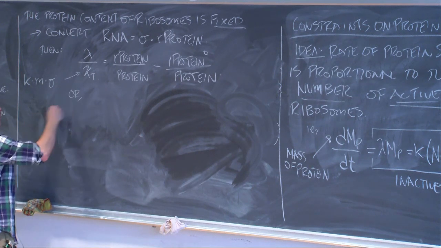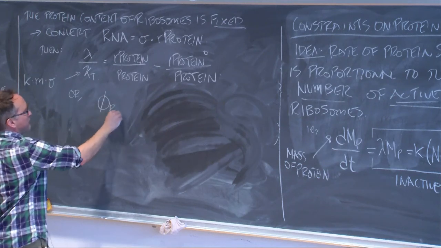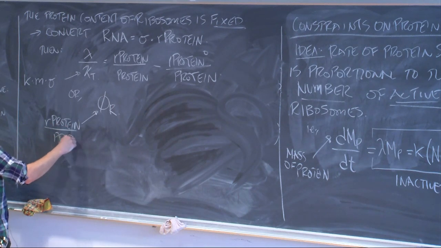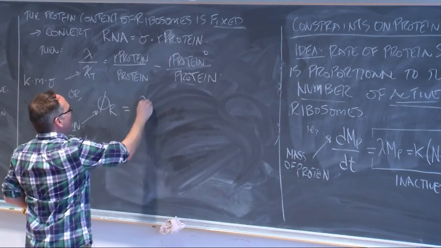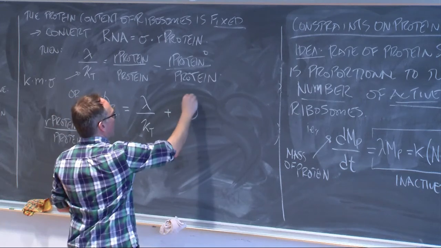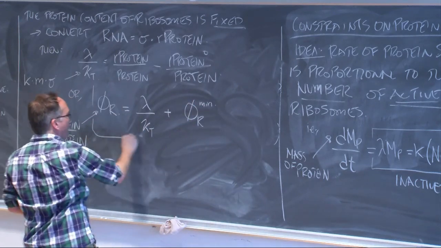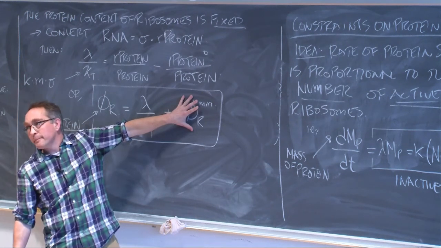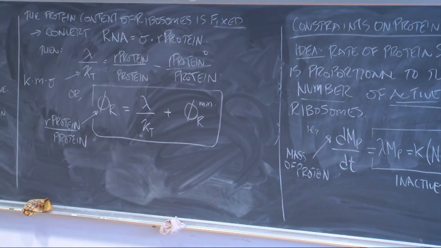Or I'm going to do one more thing. I'm going to rewrite this as some fraction, R protein per total protein, is going to be equal to lambda over kappa t plus this, now I'm going to call this phi r min. All right, and it's this equation, this empirical relationship, that I want to talk about today, at least for the first lecture, and we'll come back to it again in a second. But it's exactly the Neidhardt-Magasanic relationship that we saw at the beginning of the course, but now explicitly with an offset, which empirically we also observe. But the interpretation is that this offset is ribosomes that are not driving protein synthesis and hence growth rate.